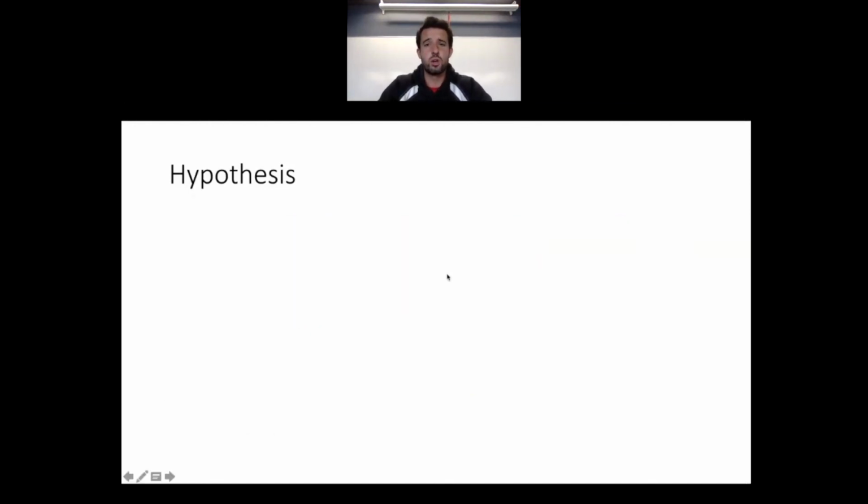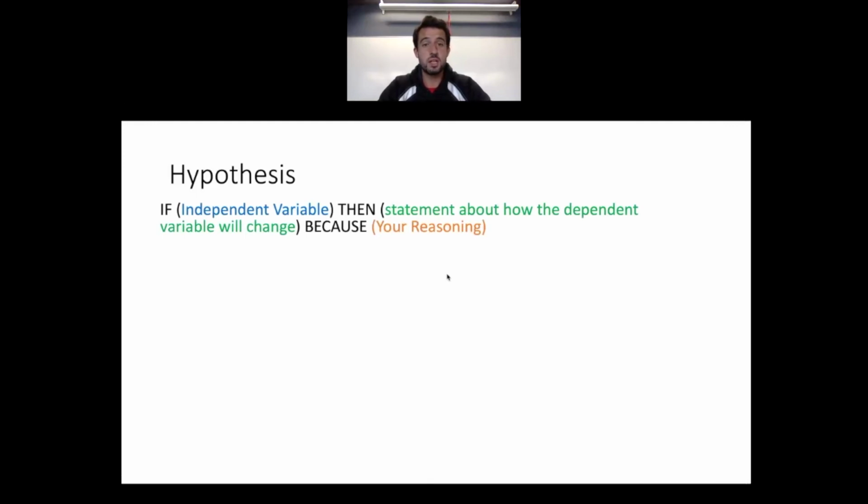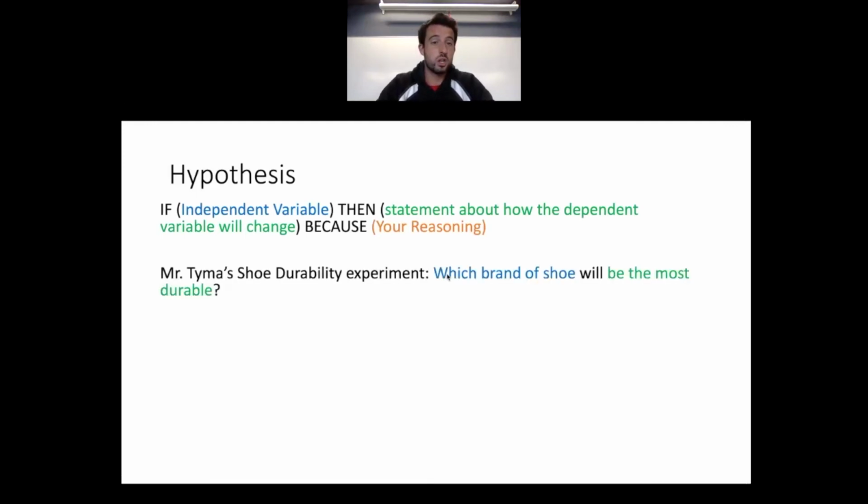Okay, so here's another example. Same thing, if, then, because. Now we're talking about the shoe durability statement. The question was, which brand of shoe will be the most durable? So shoe brands, we're either looking at Nike, Puma, or Adidas. Durability is our dependent variable. So go ahead now, find your if, find your then, find your because, and make a statement about Tima's shoes.